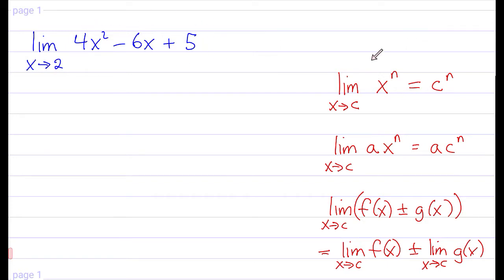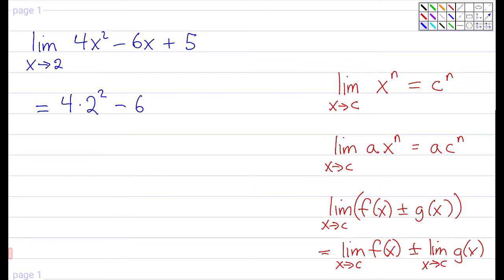Basically, these say that if I can plug in a number, namely this number 2, which is where we want to take the limit, if I can plug that number into my polynomial, that is the limit. So let's do it for this one. It's a nice, easy example. This limit equals 4 times 2 squared minus 6 times 2 plus 5. That's it. I've gotten rid of this limit sign because we've actually now calculated it.